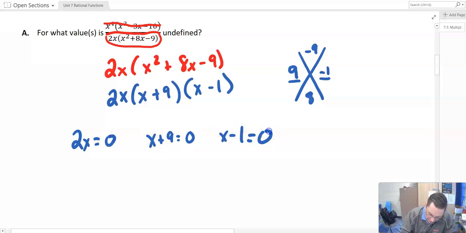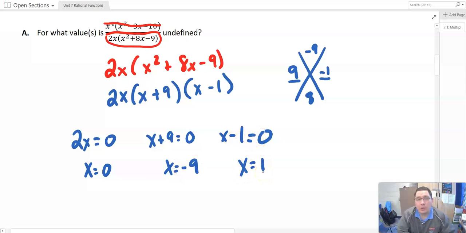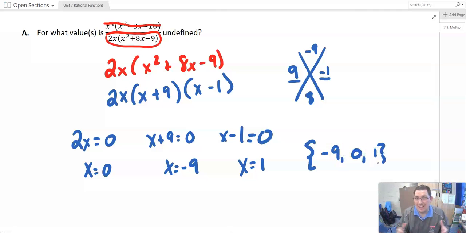And so we have 2x is equal to 0, so x is obviously 0. x plus 9 is equal to 0, so x equals negative 9. And adding the 1, we get x is equal to positive 1. And so I have three values that this is not defined for in the domain, and that would be negative 9, 0, and 1. And so we can plug in any x value we want, except those three.